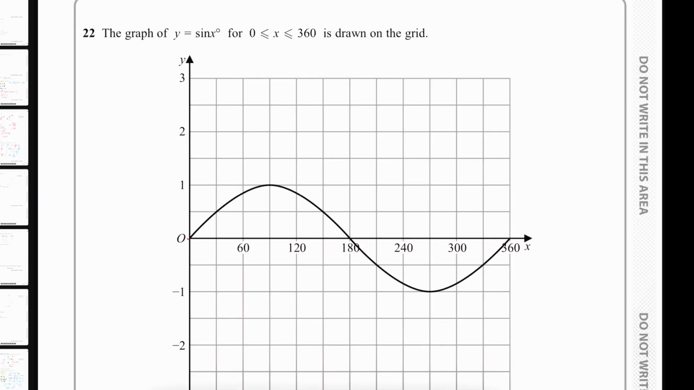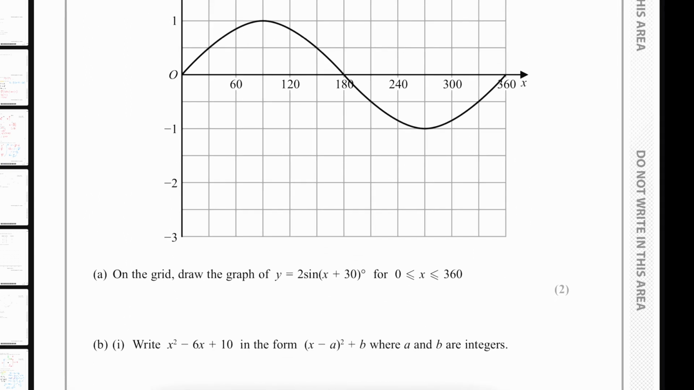All right, so next we have question 22. The graph of y equals sine x for the range 0 to 360 is drawn on the grid. Having a quick look at it, it is a standard sine wave. By standard, what I'm saying is it's going to go from 0 up to 1 at 90 degrees, back through 0, and then back to minus 1 on the other side. So it's exactly a standard sine wave.